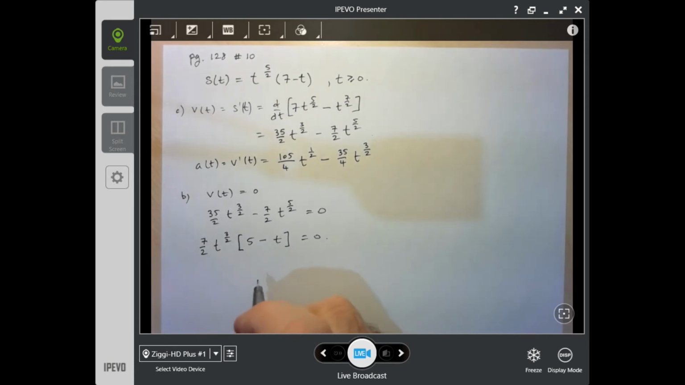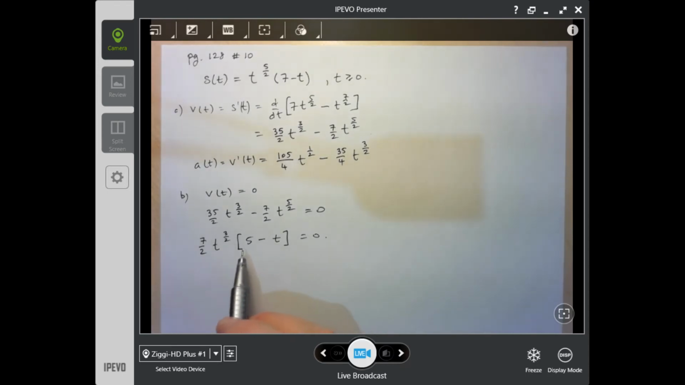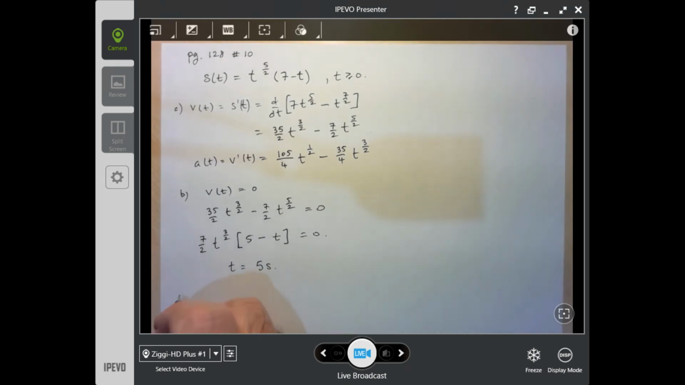Now to determine when this is equal to 0. Clearly it's equal to 0 at 0, so that would be at the beginning of the experiment. I think what we're looking for here is the second time when it reaches 0, and that is just going to happen at t equals 5 seconds. All right, there you go. By doing some nice clever factoring, we were able to solve this very easily. So we'll go to part C.